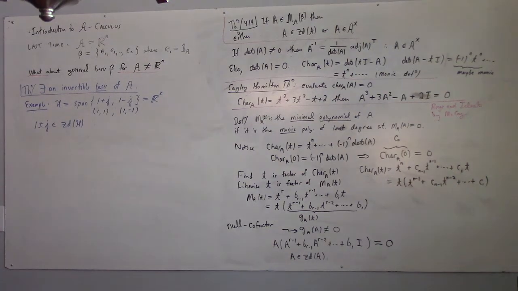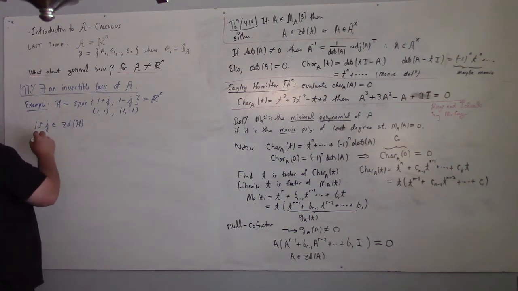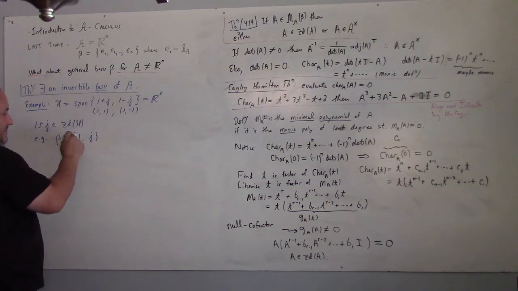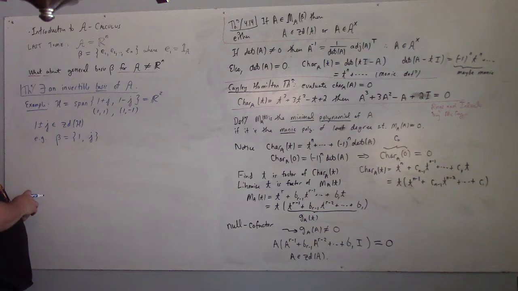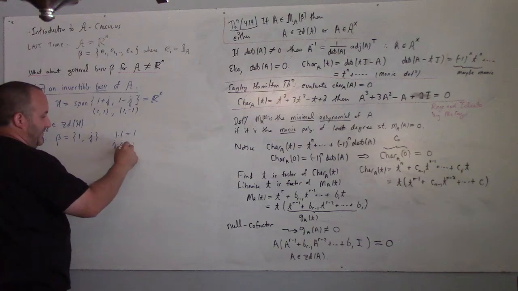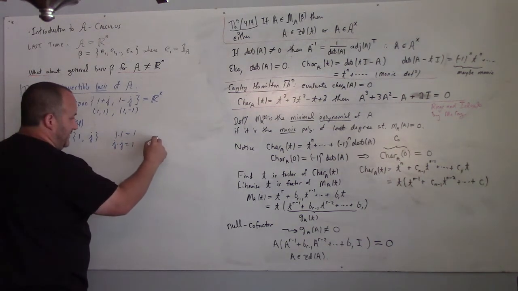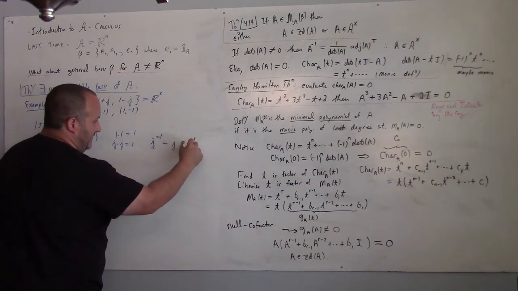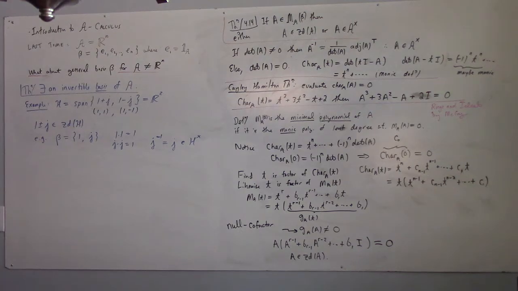And of course, it's easy to find those. What's an invertible basis for the hyperbolic numbers? {1, j} is an invertible basis, because 1 times 1 is 1, and j times j is 1. So in fact, j inverse is equal to j, which is an element of the group of units for the hyperbolic numbers.